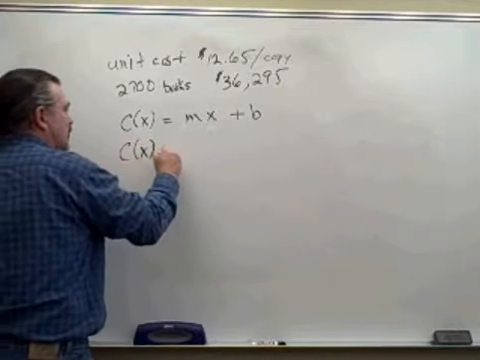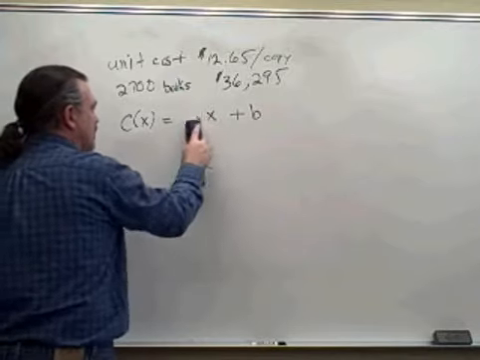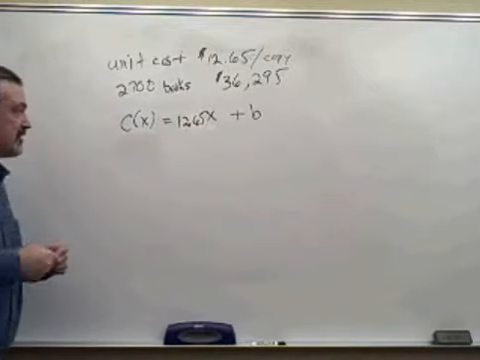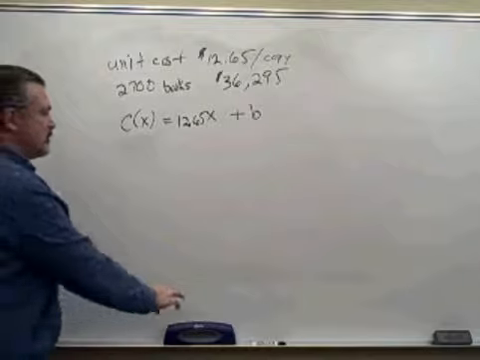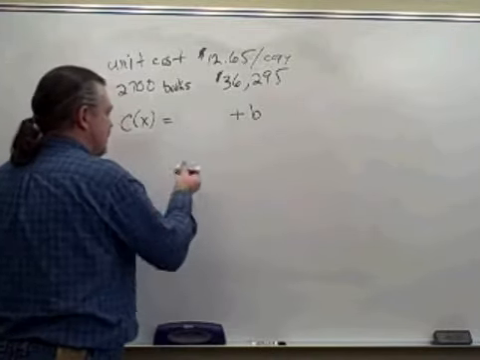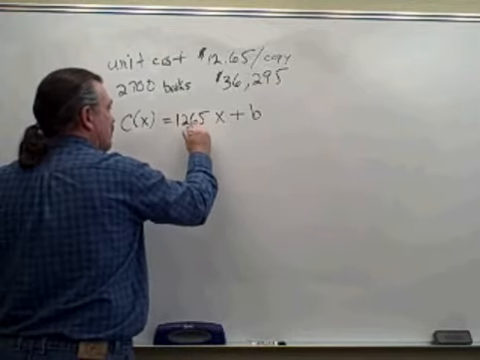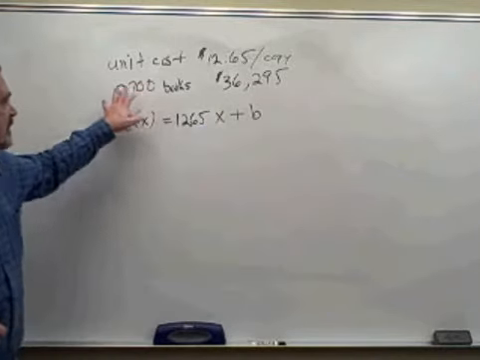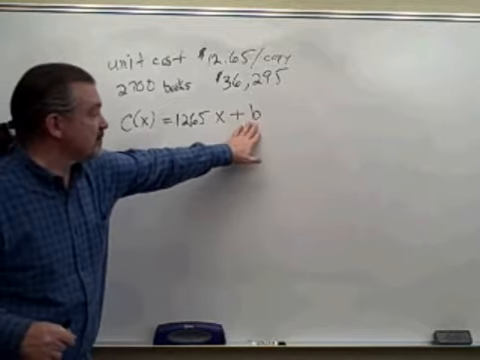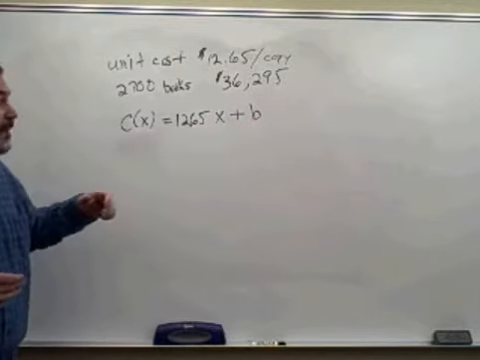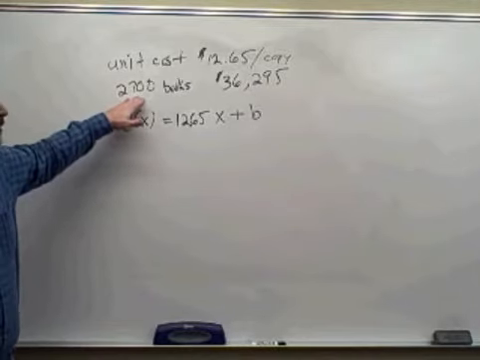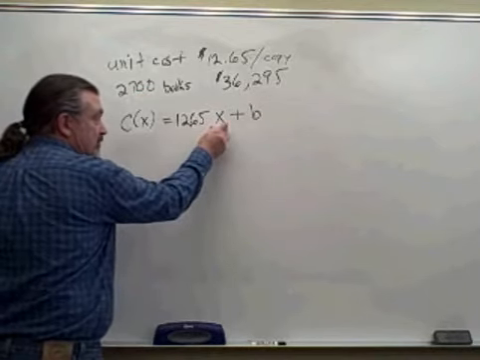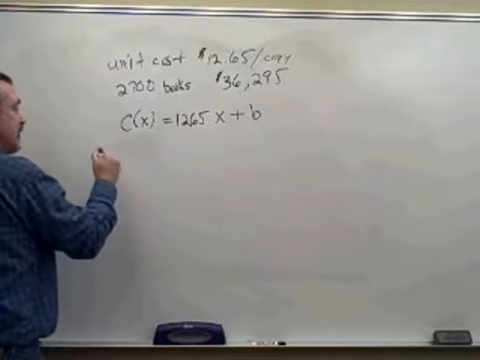So I immediately know that my slope is $12.65. That was given to me in the problem as a cost per copy to print the book. So now I just need to find the b value. Well, they didn't give me the fixed cost. Remember, that's what b is in a cost function, the fixed cost. But they did tell me that when they printed 2,700 books, the cost was $36,295. Well, can't I use the 2,700 for the x value and the $36,295 for the cost value?